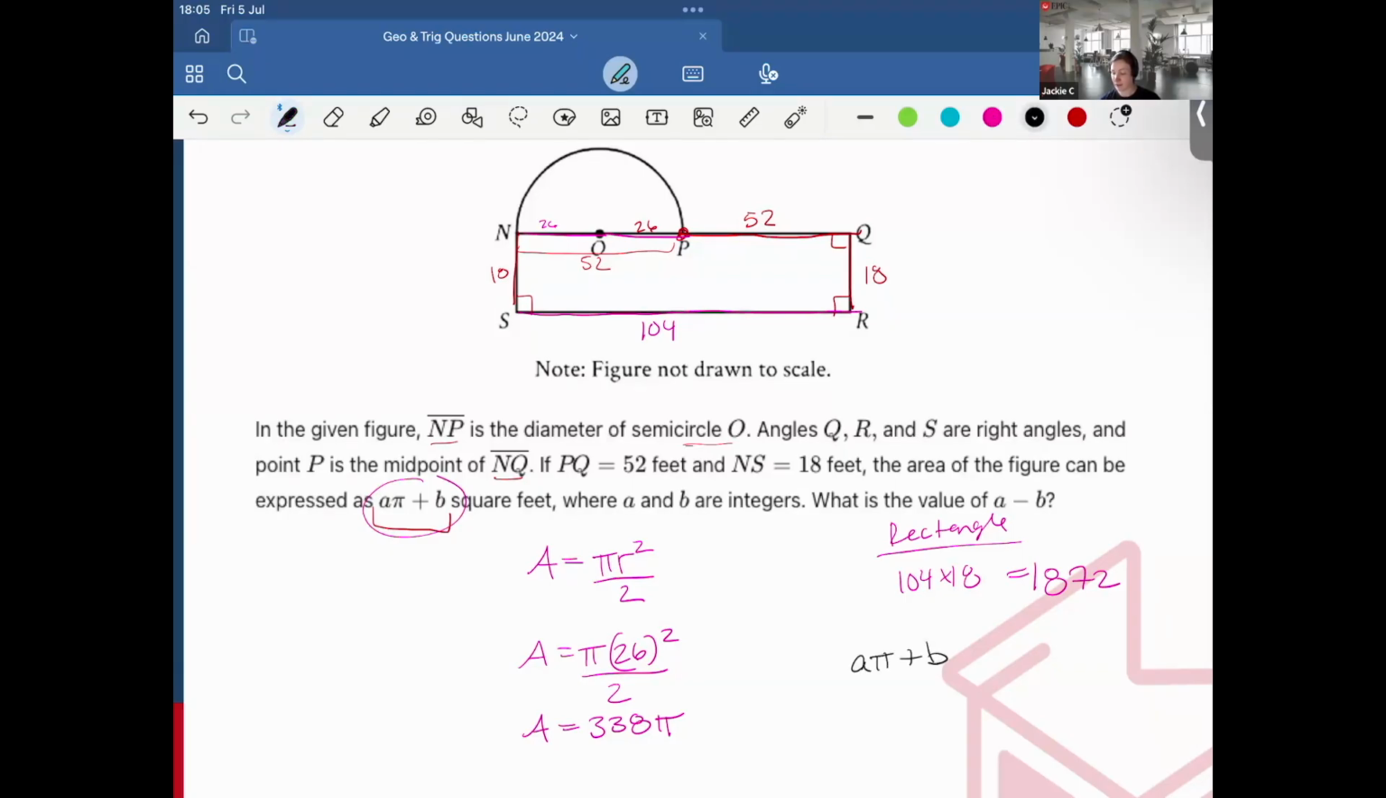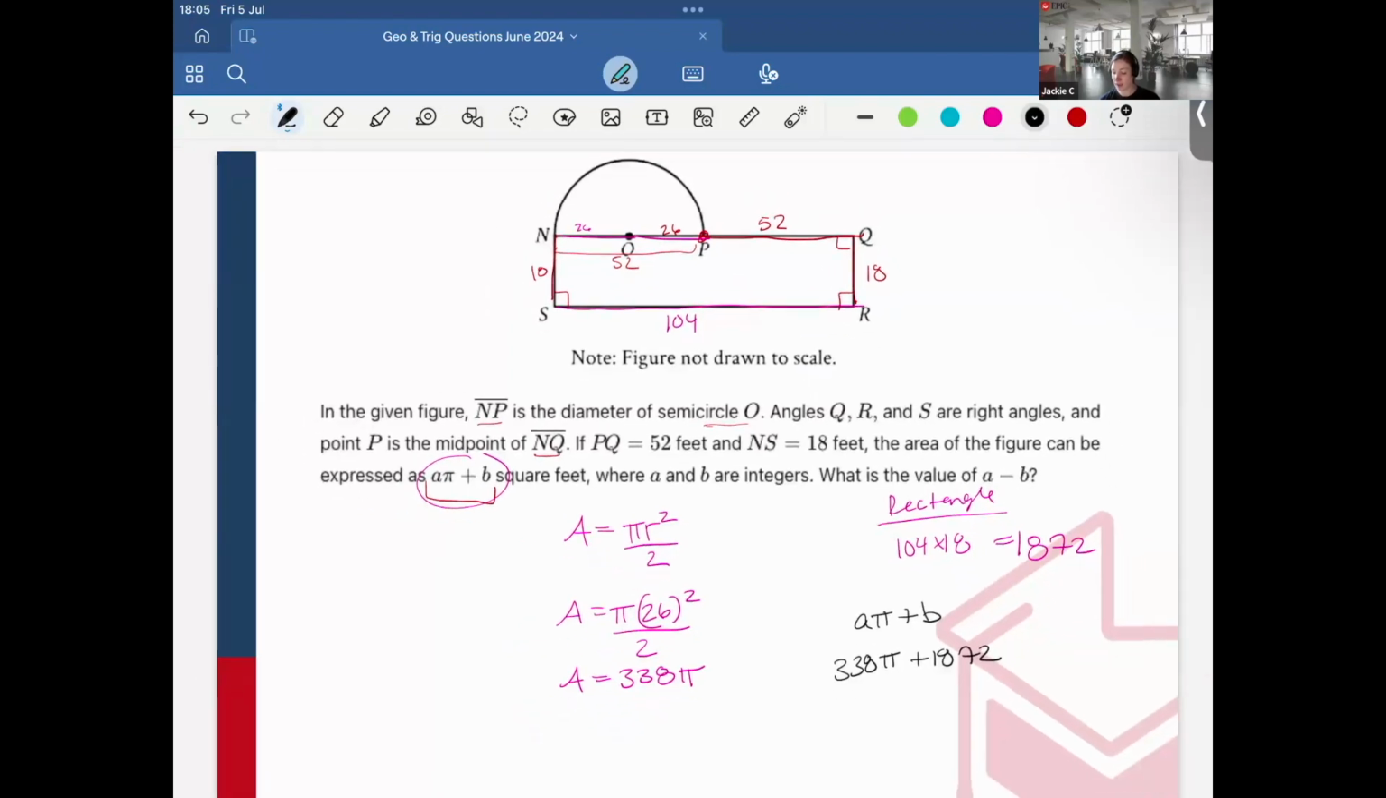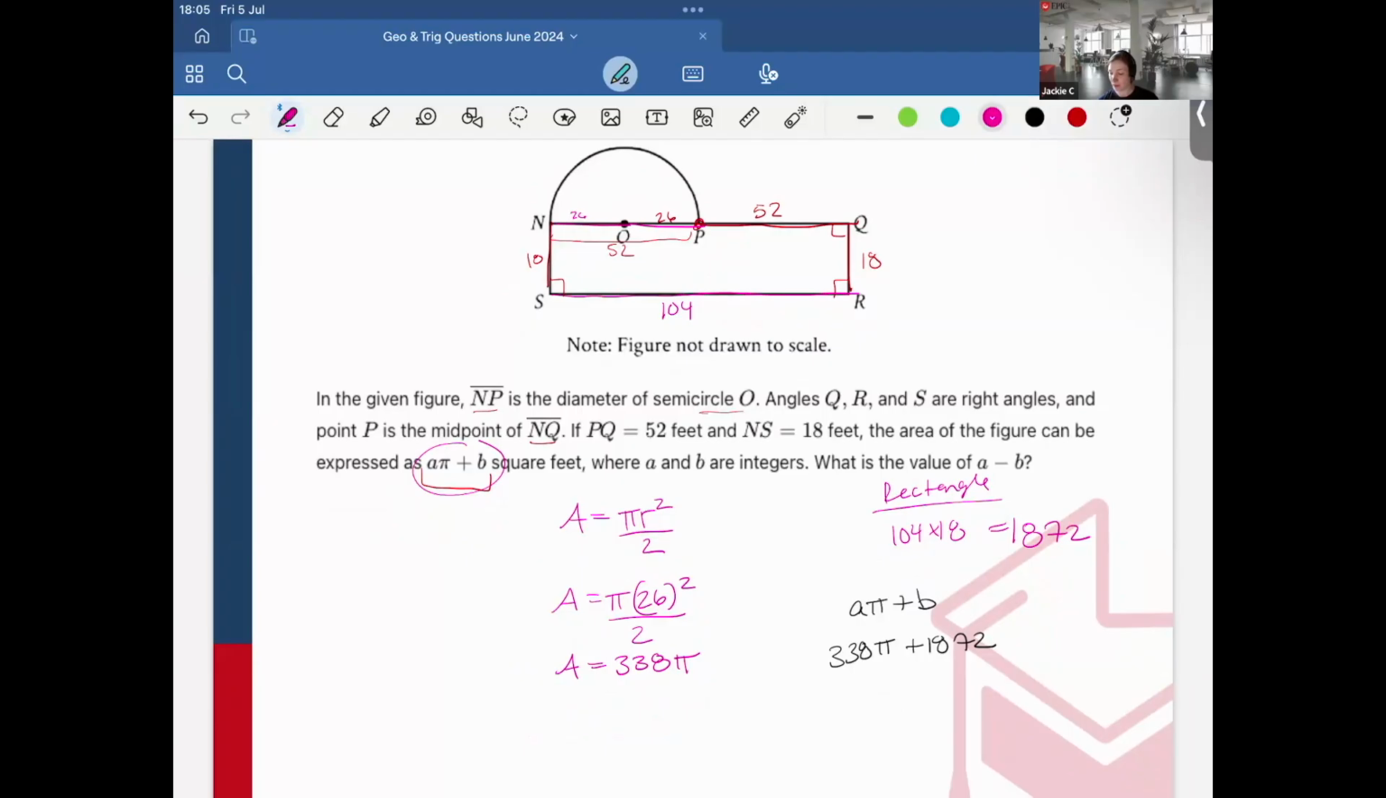And it says that the area of the figure can be expressed as a pi plus b, and this would be 338 pi plus 1872. And then I'm asked, what is the value of a minus b? Okay, so my a value correlates to 338, and my b value corresponds to 1872. And final step would be 338 minus 1872, which is equal to negative 1,534. And that would be the answer that I type in. You can type in negative numbers.